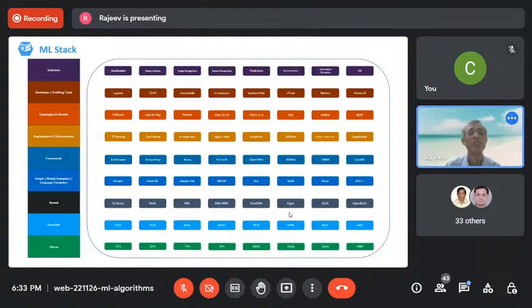Then if you go further in the stack, topologies and models. So what type of algorithms do I use? It depends on the type of data that you deal with, whether you are dealing with structured data or you are dealing with unstructured. In unstructured, it could be images, videos, or it could be voice-based data, or it could be LiDAR or time series data.